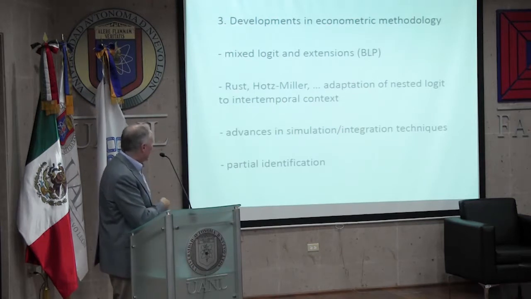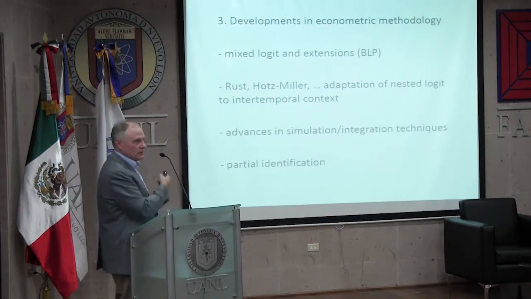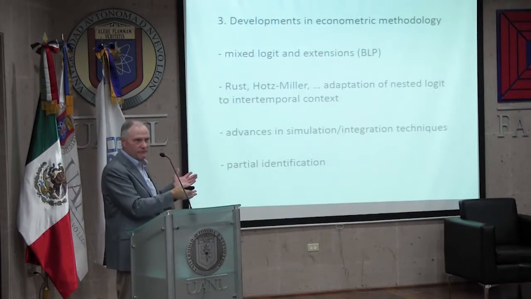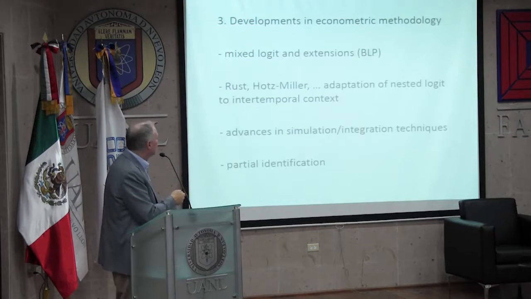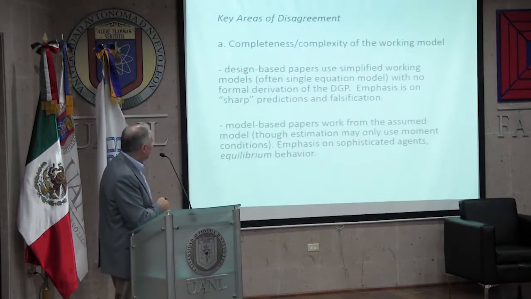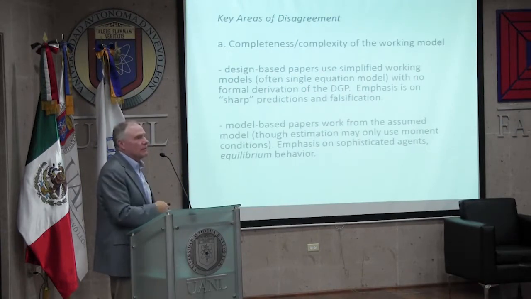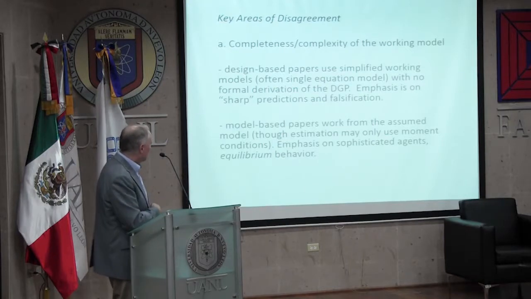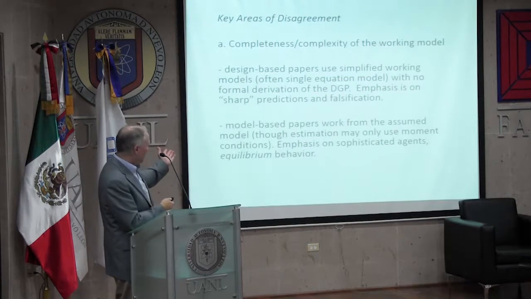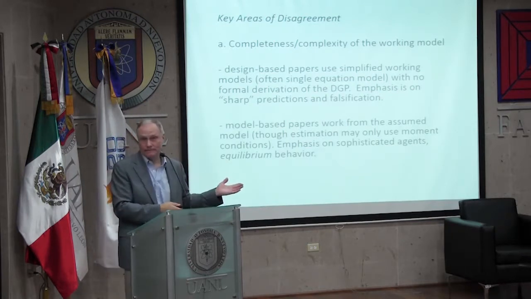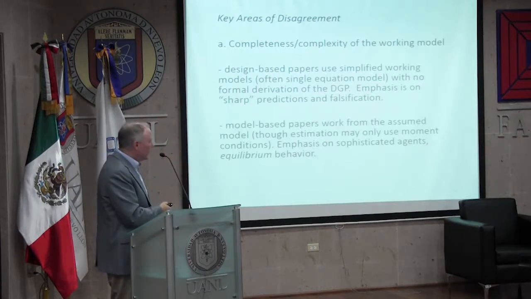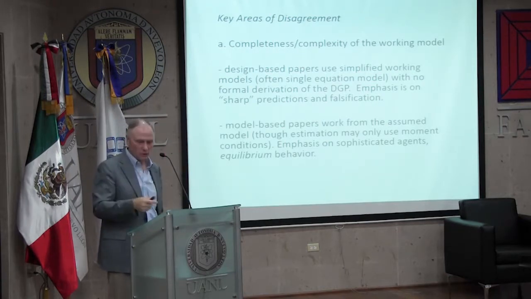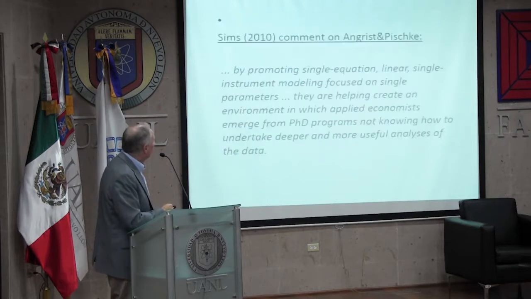And then more recently, there's been a lot of interest in partial identification, which is a way to say, well, even if we've got a half-specified model, we can't fully specify it, we might still be able to learn something. So here are some of the key areas of disagreement. One is the completeness of the working model, and I've sort of alluded to this. Design-based papers often use very simplified models. Model-based papers often work from an assumed model. And sometimes you can get into sort of useless arguments between those two approaches because they seem to be very different.